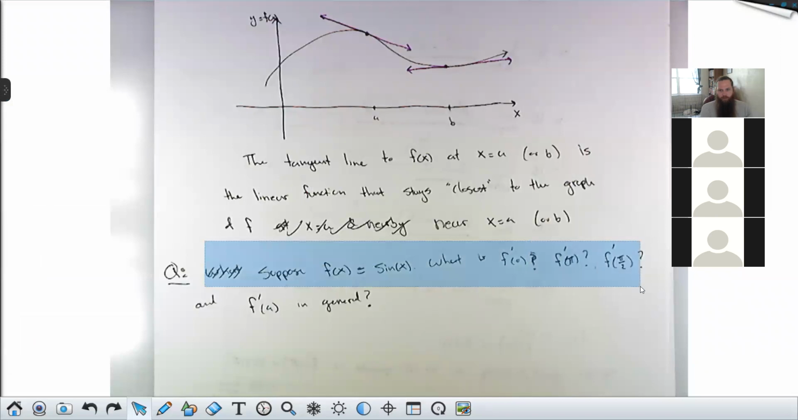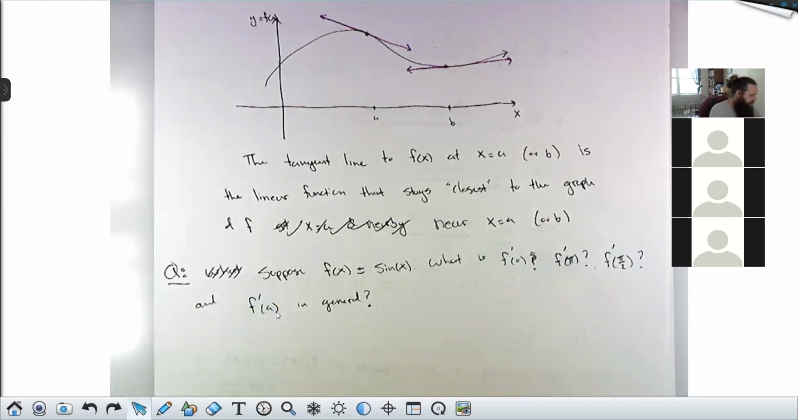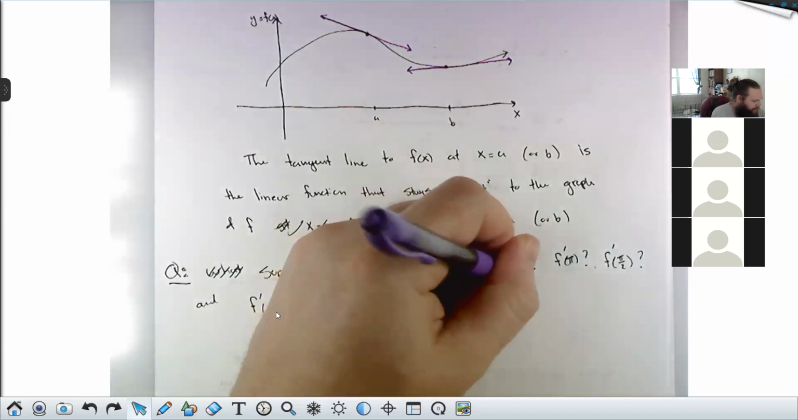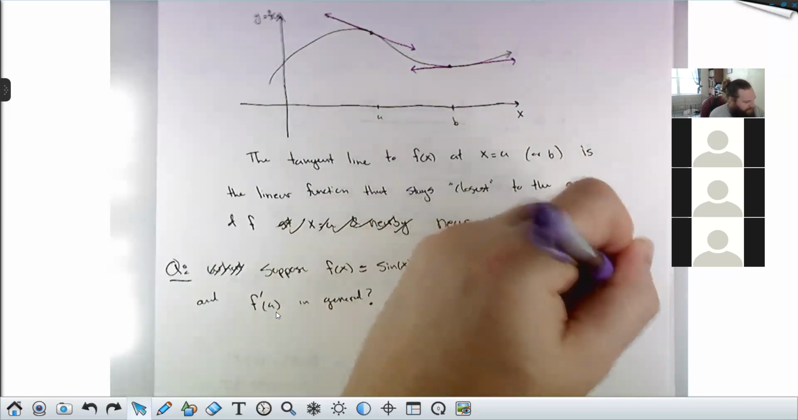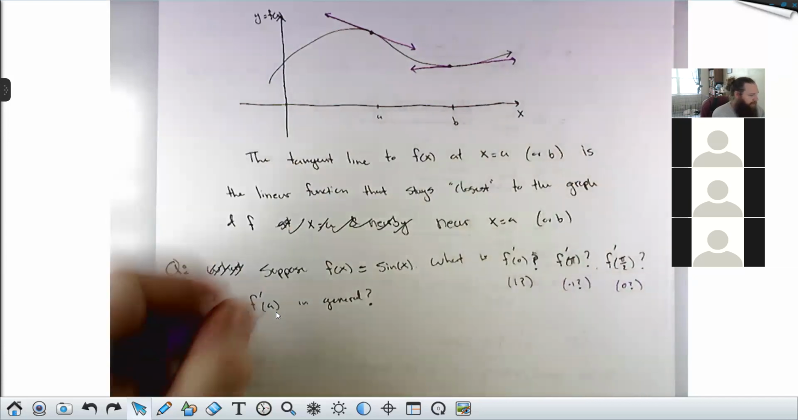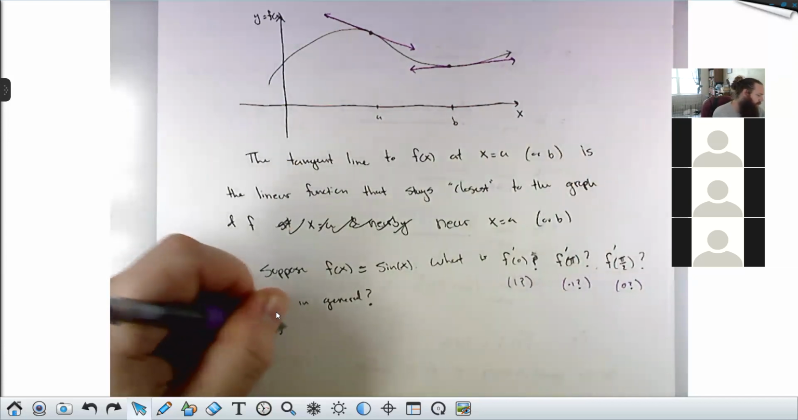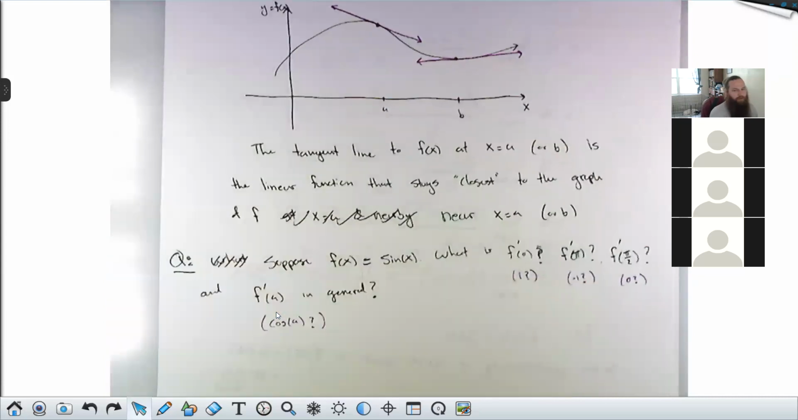All right, so we've resolved these guys. F prime of 0, we're pretty confident is 1. F prime of pi, we're pretty confident is -1. F prime of pi over 2, pretty confident is 0. But you should actually do the calculations to verify. And then F prime of A, we're starting to think is maybe cosine of A. Next time I'll prove that to you, but it's going to require some work with trig identities and limits, so I do not want to rush it.